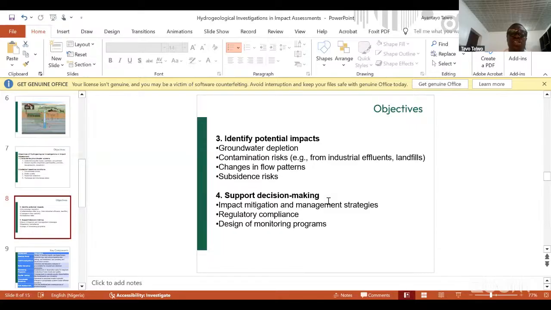The fourth one here, as an objective, is that it supports decision making. I said it the other time. It can tell you, okay, look, if I'm going to need 540,000 cubic meters of water, and I know I'm not going to be able to get it, you can just tell me that I'd rather leave this plot or this place for something else than run the risk that is already evident. Then regulatory compliance, and then the design of monitoring programs.